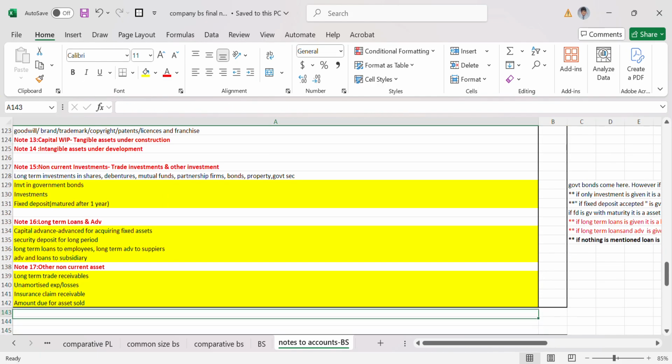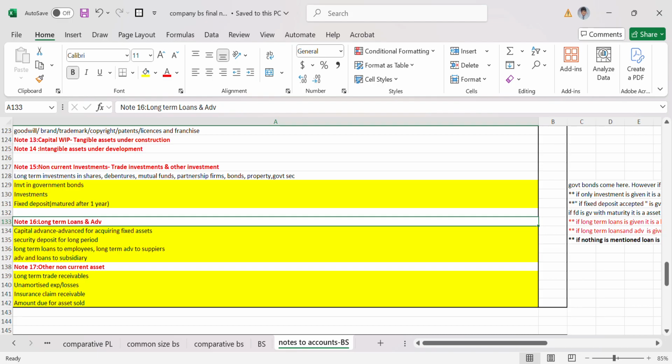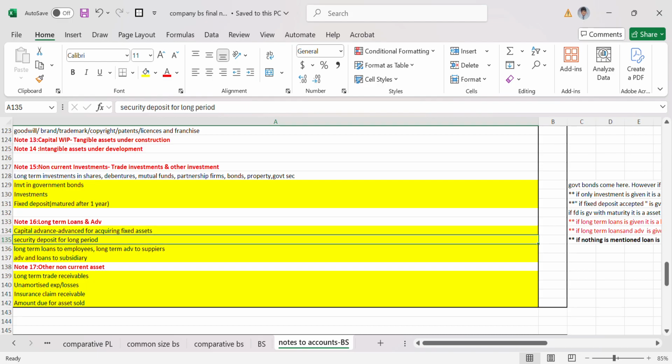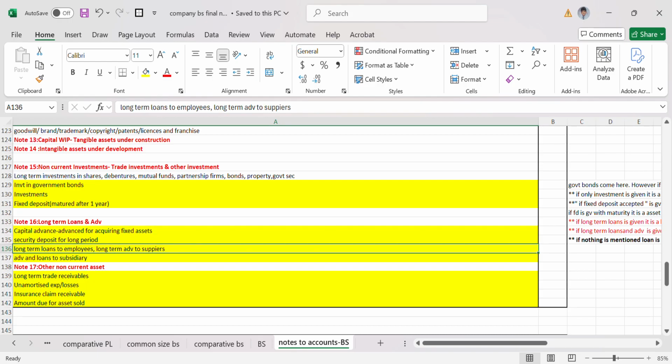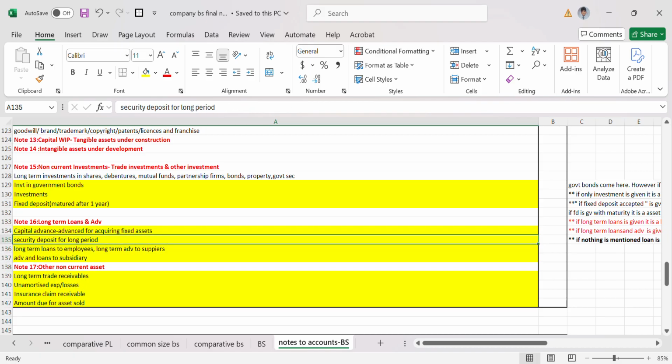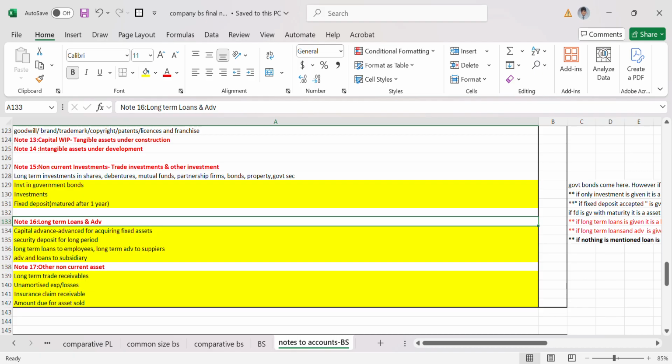Long-term loans and advances. As soon as the word advances are added, this means business has lent money to someone. So maybe business has advanced some money for acquiring a fixed asset or a security deposit given by them, or some advance given to the suppliers, or to any advance given to subsidiary. All will come under long-term loans and advances.